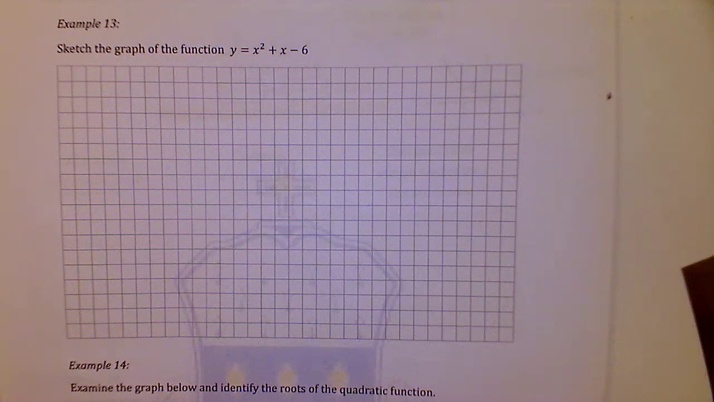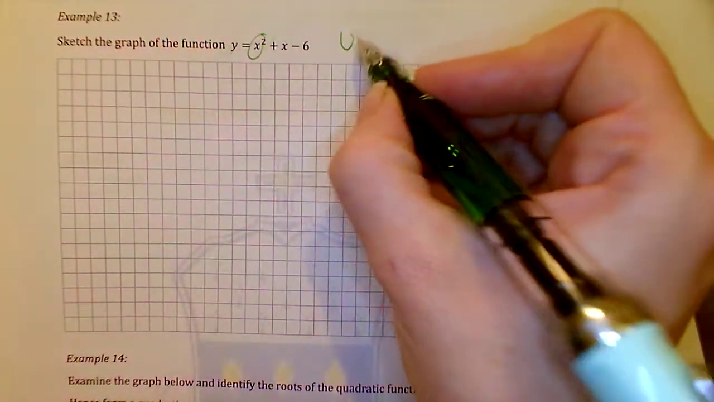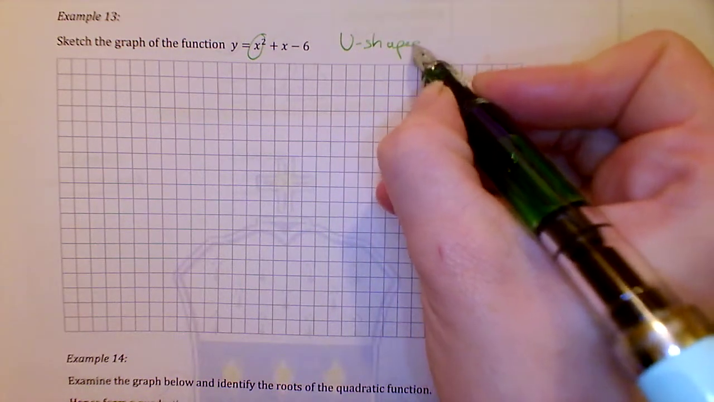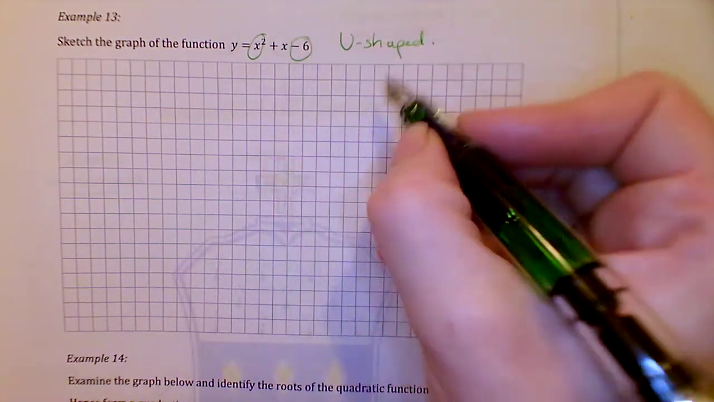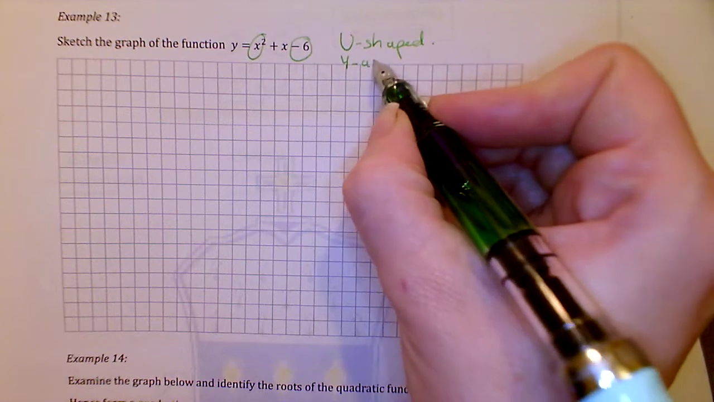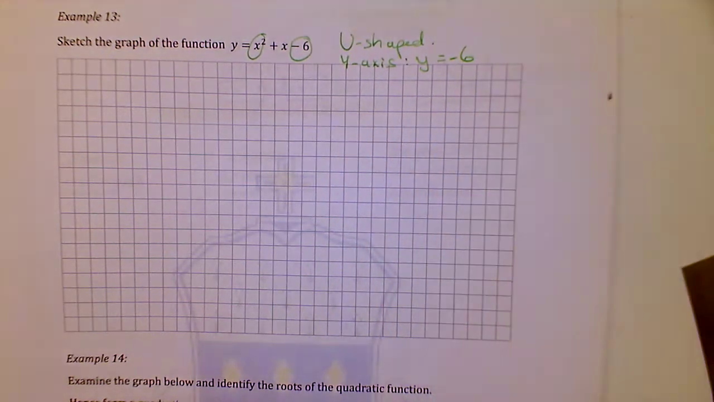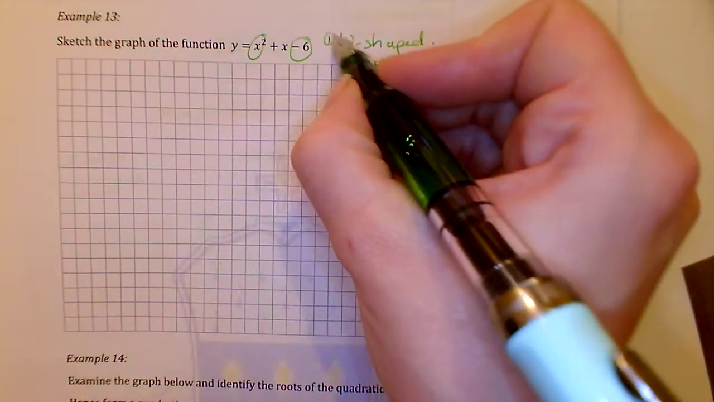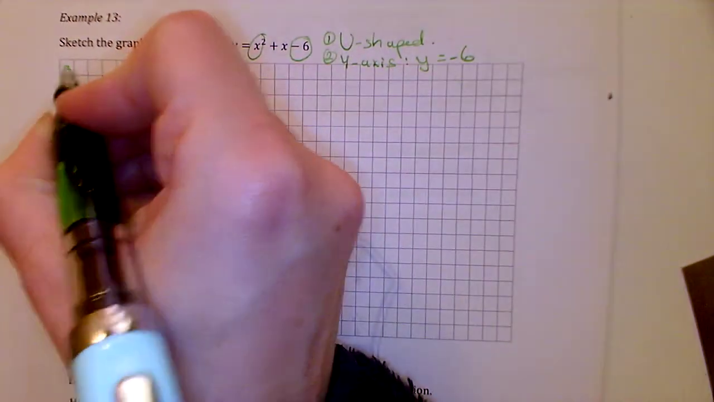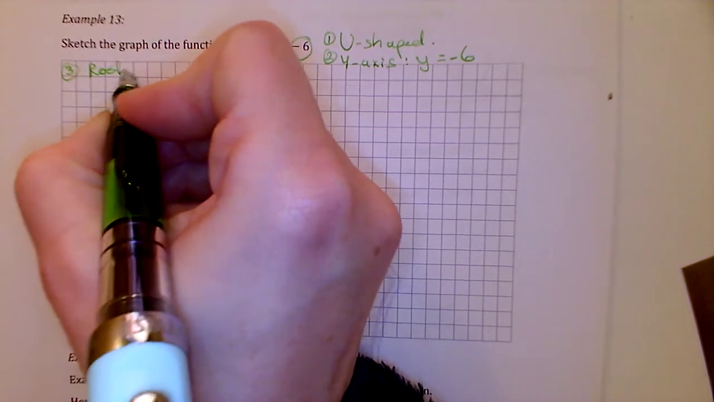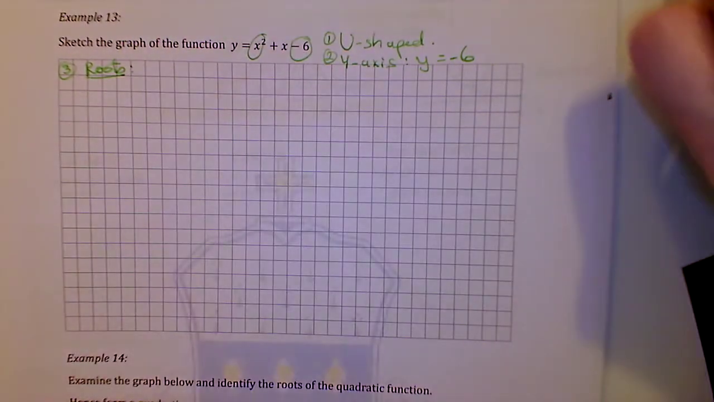Moving on to the next example, we're asked to sketch the graph of this function here. So first thing we do is we look at the sign of the x squared, and it's positive, so it's going to be U-shaped. We also know from the constant that it intercepts the y-axis at y equals -6. And so the third piece of information we need is what are the roots, if they exist.